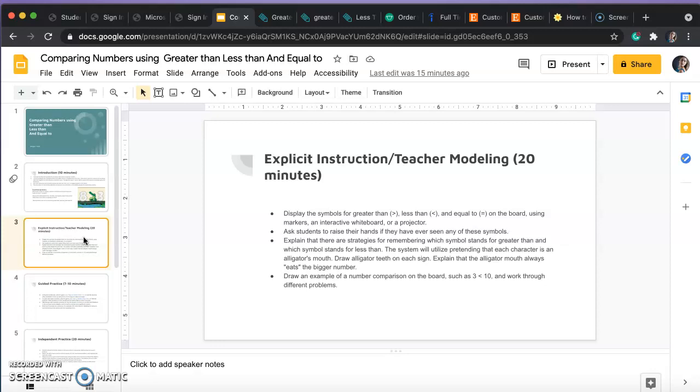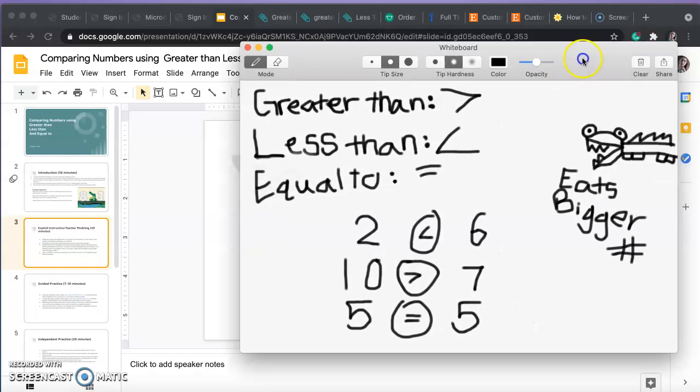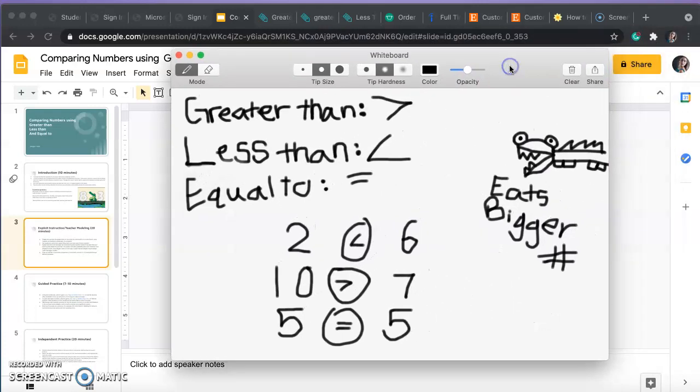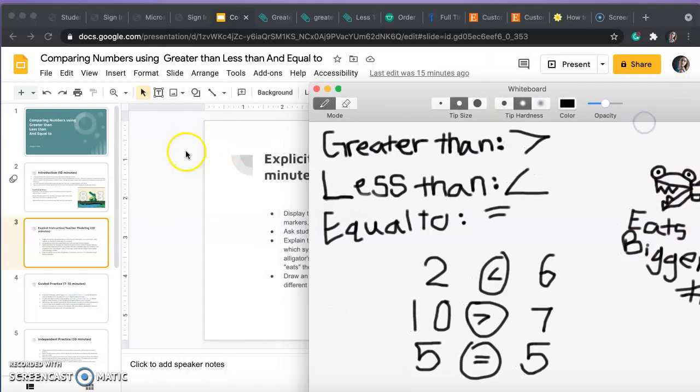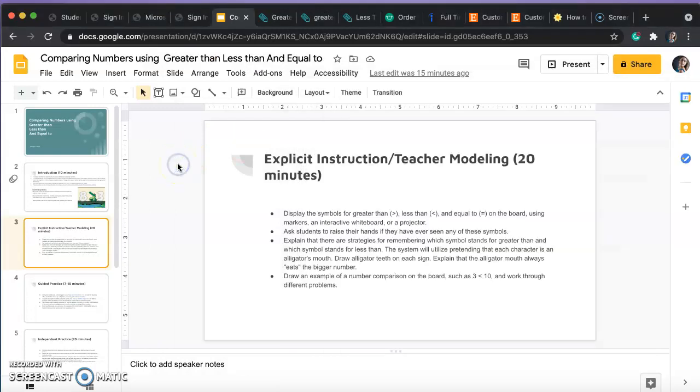To show you what that might look like, I got this app on my computer. It's just a little whiteboard app. So this is what I'm hoping for it to look like. Of course, it would look much more neat and more detailed, but this is what I could do with the technology that I have. This is supposed to be an alligator. Do not judge my terrible drawing skills. But that's what it would look like, just so you have a visual.